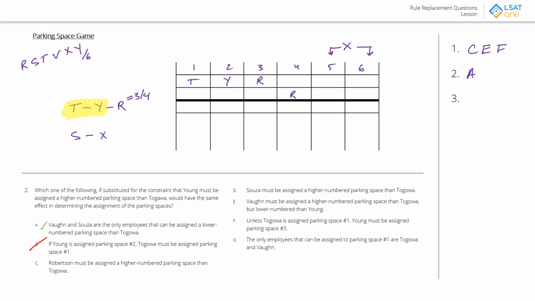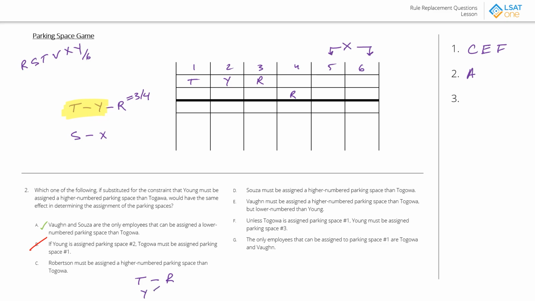C. Robertson must be assigned to a higher number than T. Now, these kinds of answer choices can often be tempting, but you'll notice that this wouldn't be good enough. This would not ensure the initial restriction would exist, because what this basically says is that R has to go higher than T. And to be fair, we had another rule previously that R was higher numbered than Y, but that doesn't really tell you anything about what happens to Y and T.